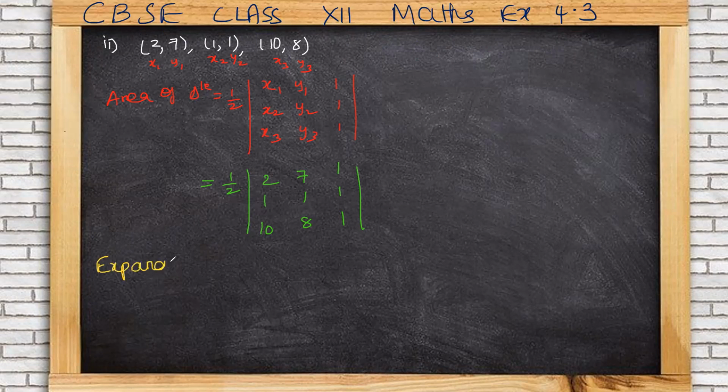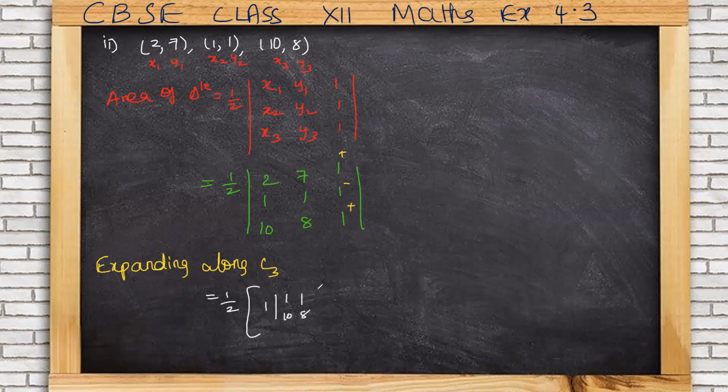So we'll expand along the last column, expanding along column 3. And let's write the position signs in pencil: plus, minus, plus, and we'll do the expansion. So half outside, plus 1 into the minor of that particular element, by deleting the corresponding row and column, is 1, 1, 10, 8. And minus 1 into, deleting the particular row and column, we have 2, 7, 10, 8. And the last one, plus 1 into, deleting the corresponding row and column, we have 2, 7, 1, 1.